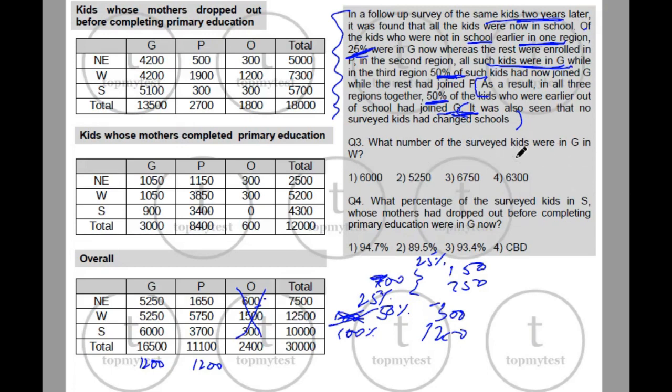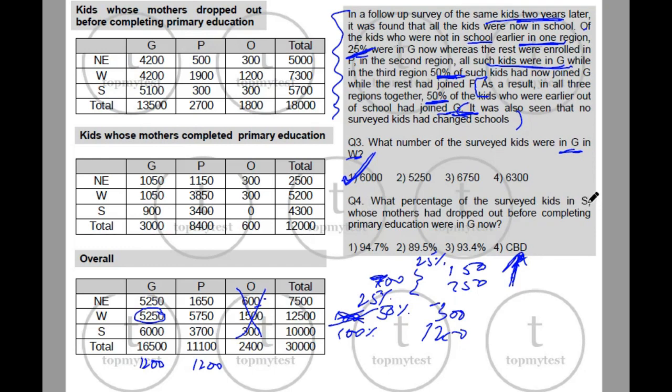Okay, what number of surveyed kids were in G in W? G in W was initially 5250. Add 50% of 1500, which is 750. 5250 plus 750 will be 6000. Option 1. Okay. Question number 4. We need to be careful. There is a "cannot be determined" here. So let's see what the question says.